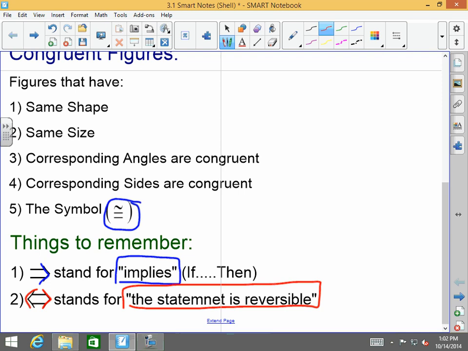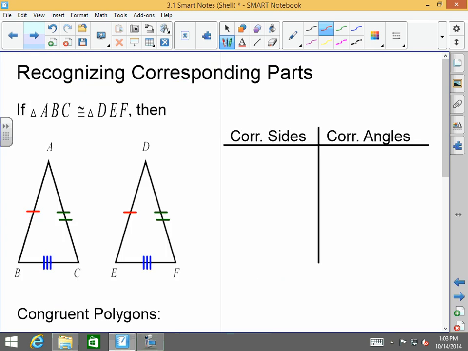Okay? So, let's get to the important and the fun part here. Recognizing corresponding parts. I'm going to tell you from the beginning, and I'm going to try to repeat it as much as I can. You never go by the figure. When you are recognizing corresponding parts, you never go by the figure. You always go by the letters that they give you.